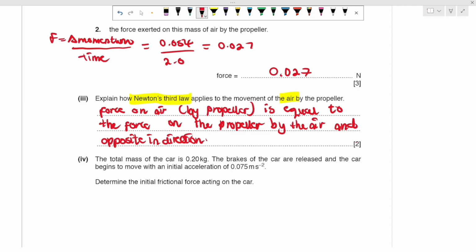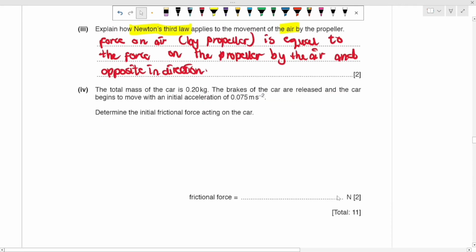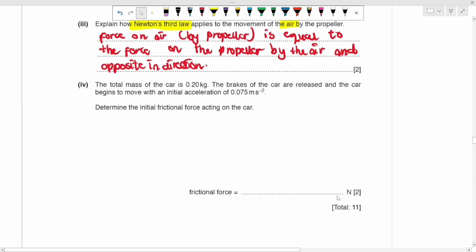Whenever they ask you about Newton's third law, body A and body B, identify what those two things are. In order for you to get those 2 marks, every question that asks you for Newton's third law, say that one thing exerts a force on the other thing, and that's equal to the force that that thing exerts on this thing. So if body A exerts a force on body B, it must be equal to the force that body B exerts on body A. Then they must also be opposite in direction. Then you'll be done.